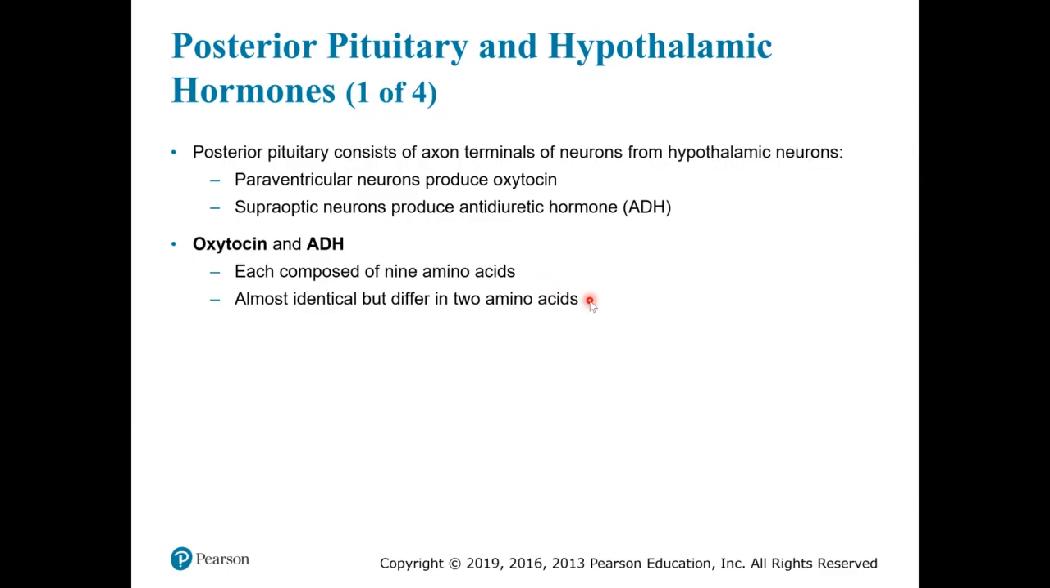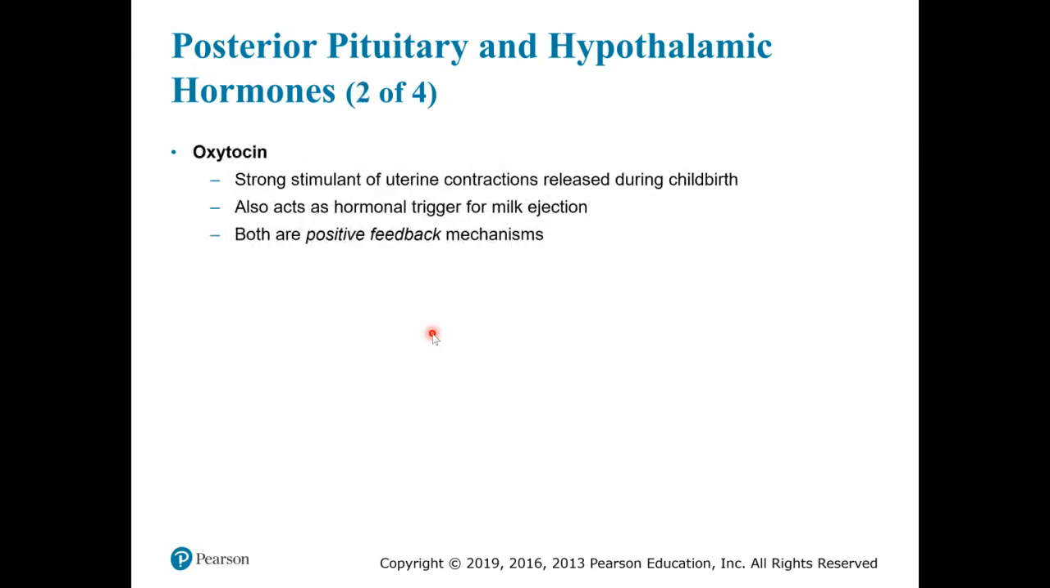And they're very close to each other, but they differ in 2 amino acids. So that's like 2 9-letter words having 2 different letters can mean something completely different. And in this case, that does make a big difference. Oxytocin is a strong stimulant of uterine contractions released during childbirth, and also acts as a trigger for milk ejection, or the letdown reflex. Both are positive feedback mechanisms.